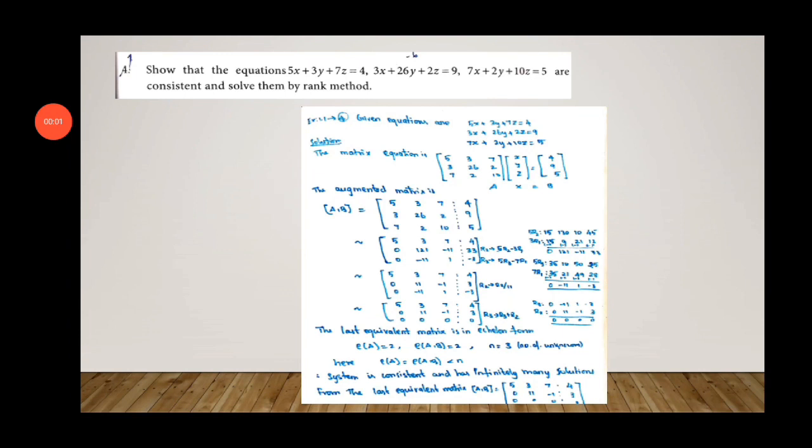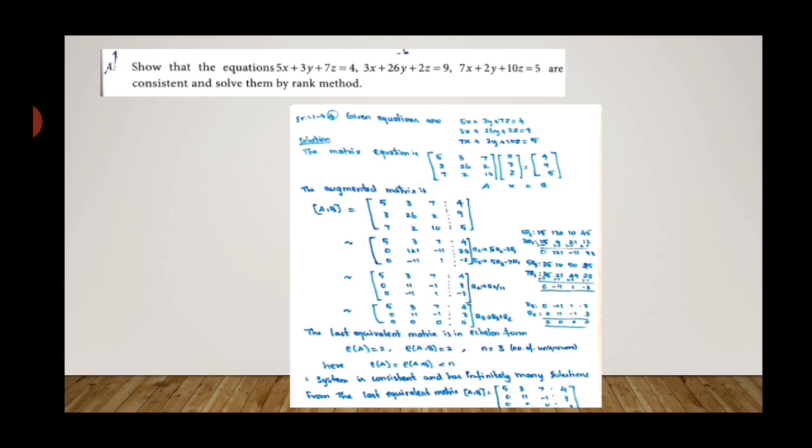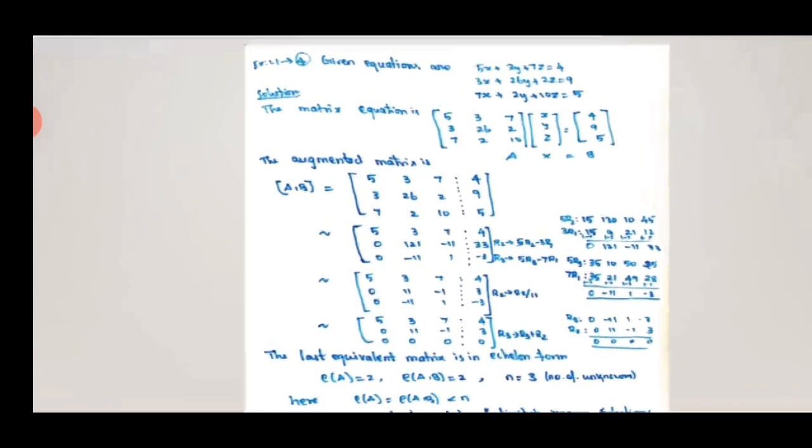Now exercise number 1.1, sum number 4 we are going to see. Show that the given three equations are consistent and solve them by the rank method. So we are going to use the rank method to solve the given equations.